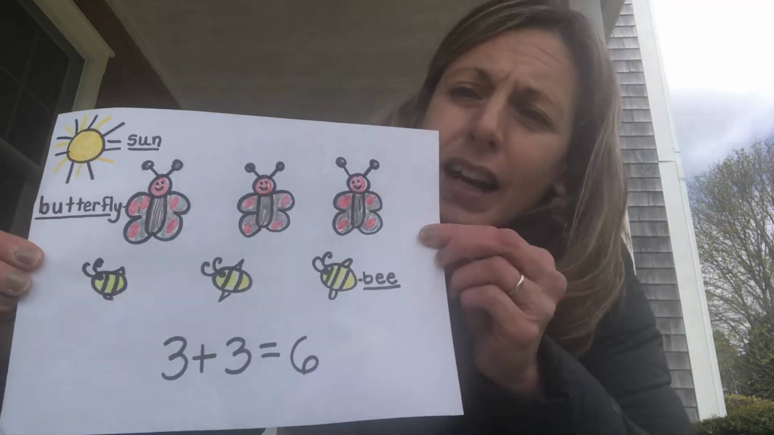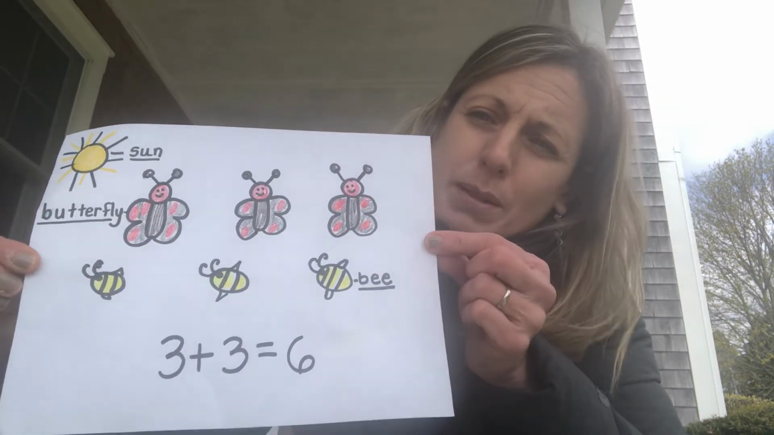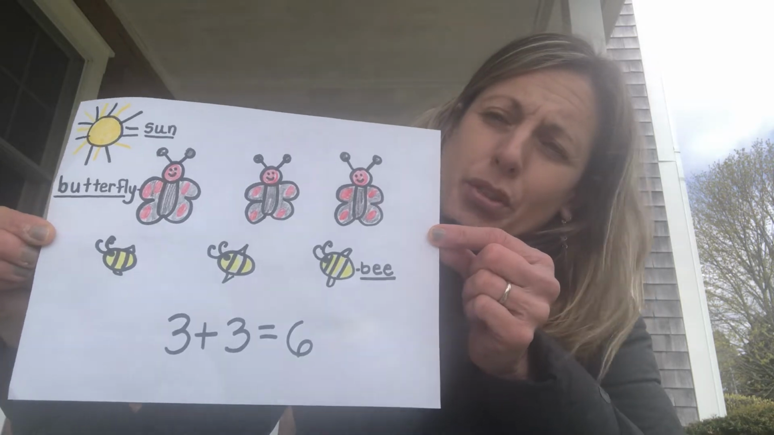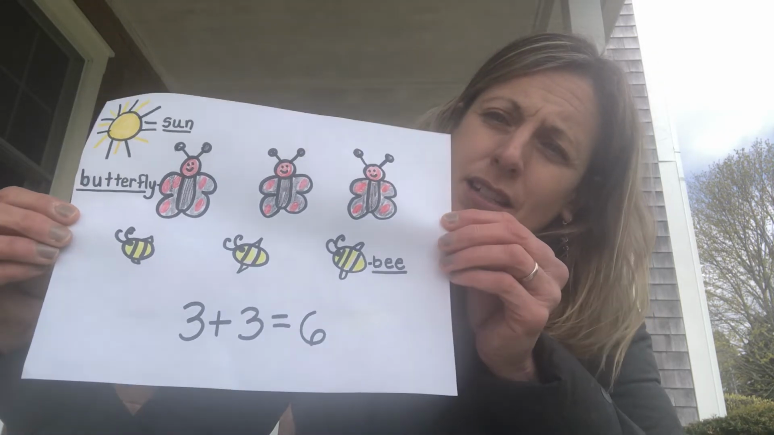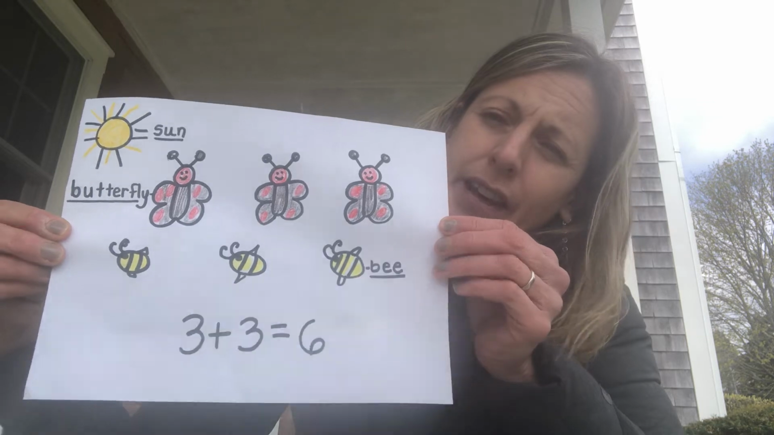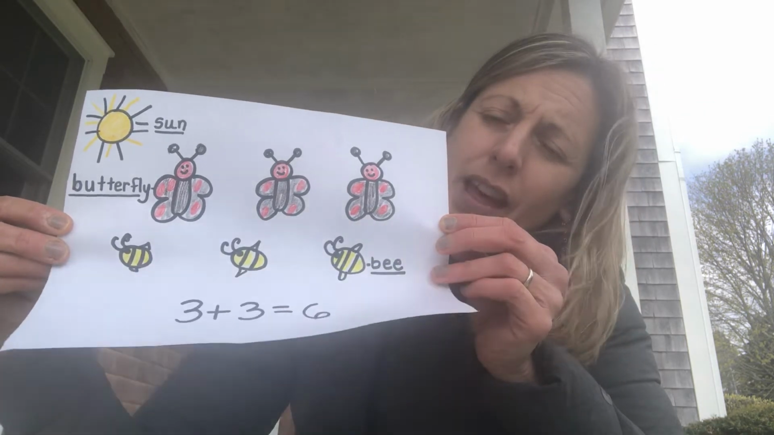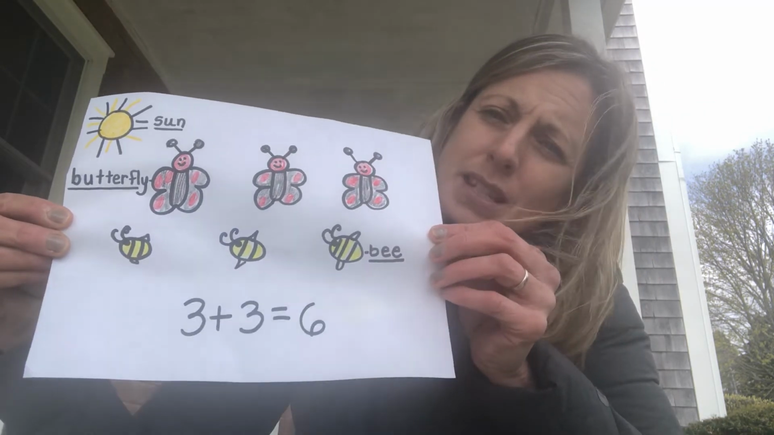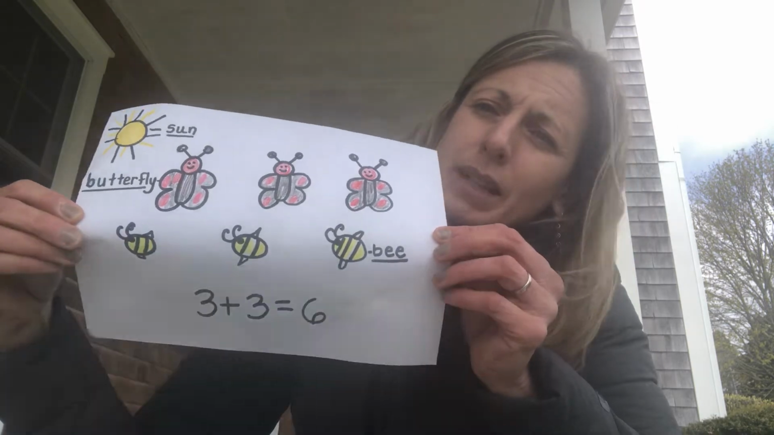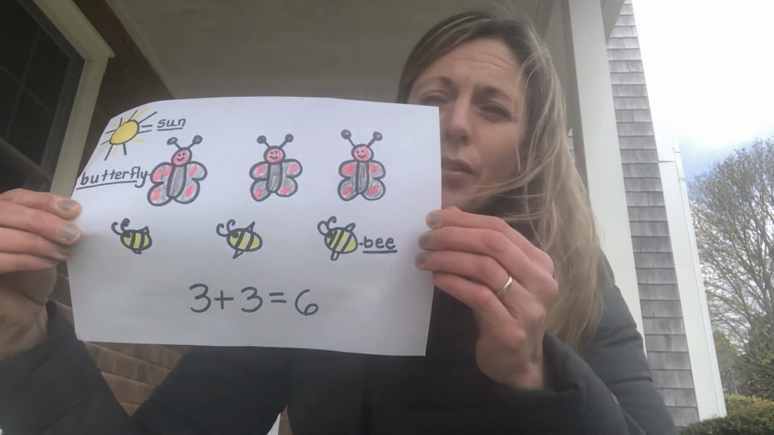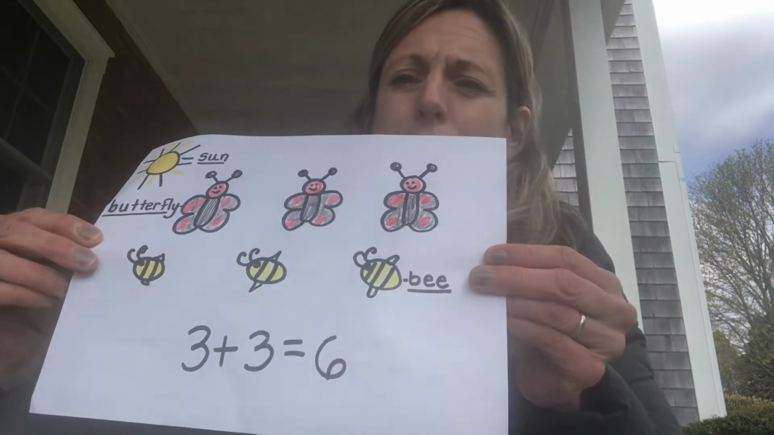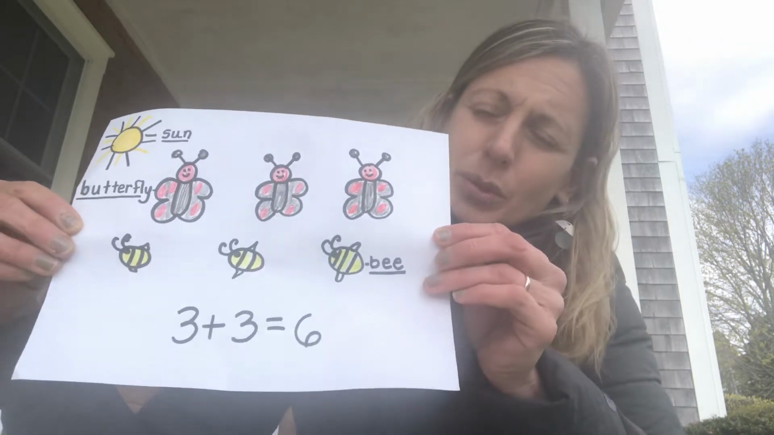So I'm going to show you a couple of examples that Mrs. Horan did as my work. This was my first one, okay? My number story was once upon a time, there were 3 butterflies flying around in the air. Then 3 bumblebees came along. How many insects were there all together? And I came up with 3 plus 3 equals 6.